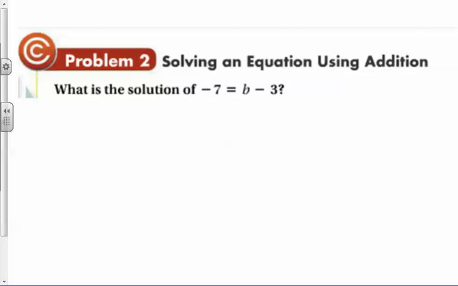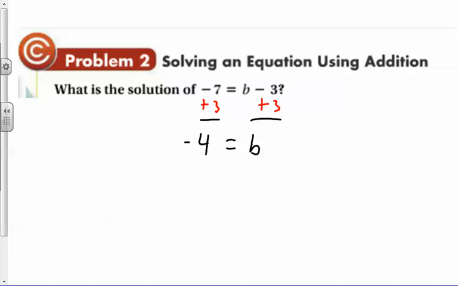All right. Next one. You have negative 7 equals b minus 3. So you want to get the b by itself. What are you going to do? What's the opposite of minus 3? Well, that's plus 3. So you're just going to add 3 to both sides. Okay? Real easy. Draw your lines underneath here. This gets me a negative 4, and this is equal to b.